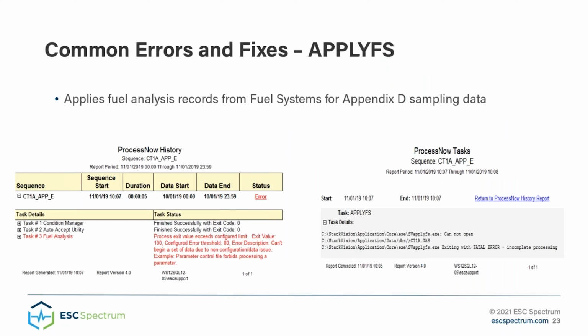First one we want to go through is for our fuel analysis records, or apply FS as we call it. What we're showing you here is kind of what it would look like. You have your process history report on your left. You can see it failed on the fuel analysis on task 3. Again, if you hit that red error link button, this is what it will show you on the right. These are just examples of diving in and seeing, and it explains here with the C colons kind of what's going on, kind of where to look.